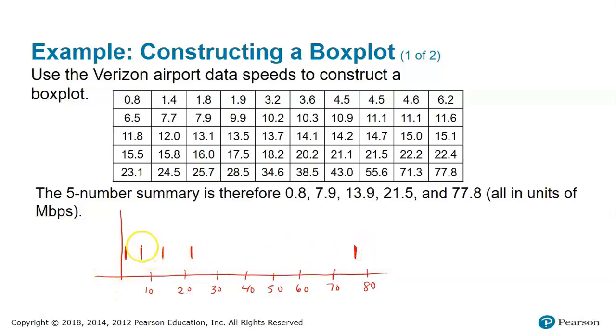Okay, so I'm going to connect the first quartile and the third quartile together and form a box, hence the name box plot. And then I'm going to draw a straight line out and connect the minimum and the maximum.